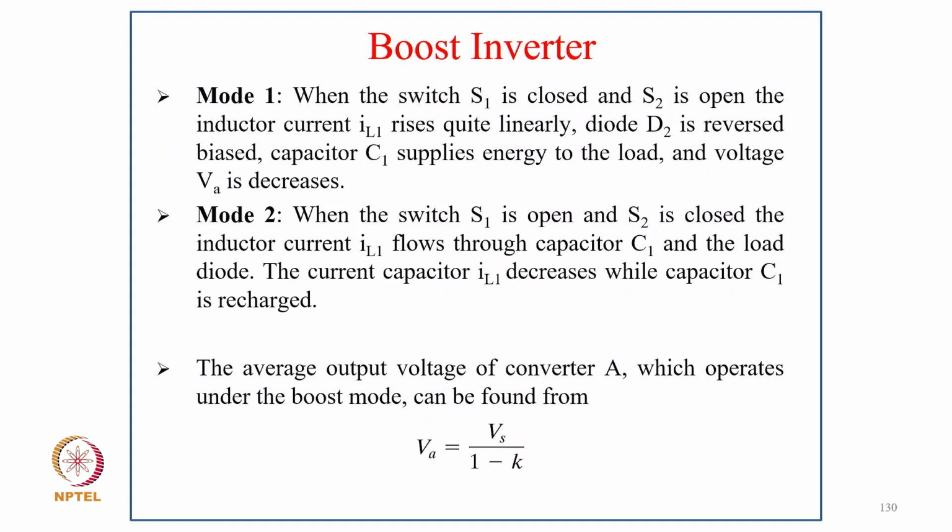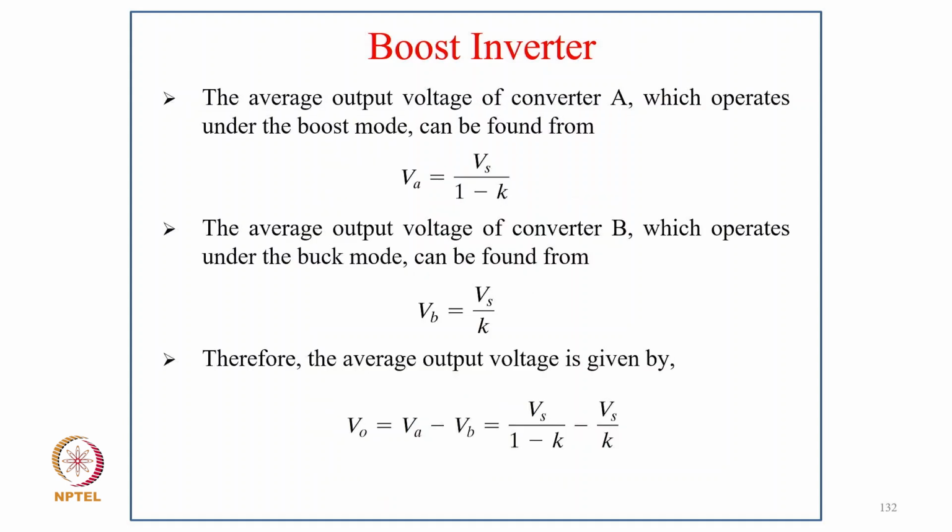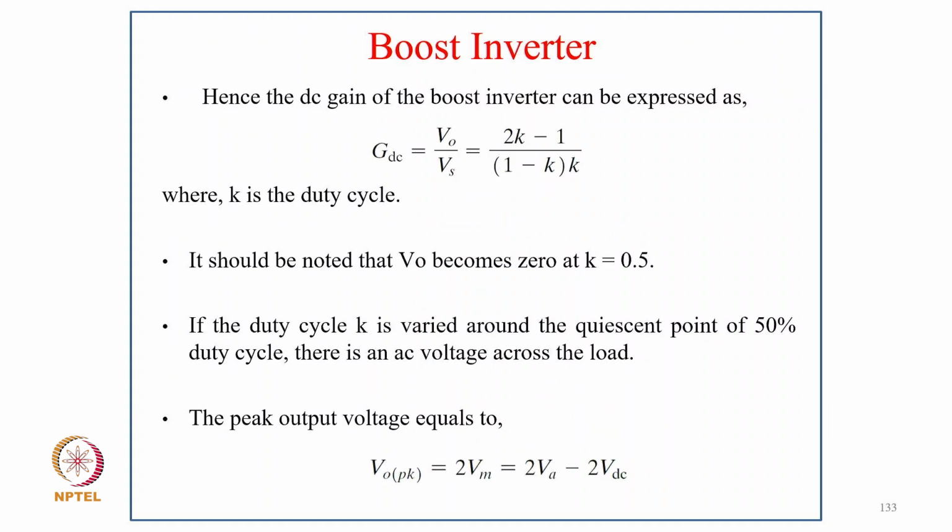So the average output voltage of converter A, which is in the boost mode, is VA equal to VS divided by 1 minus K, and this is the equivalent circuit during the two modes of operation. The average voltage of converter B, which operates in the buck mode, can be found as VB equal to VS upon K, and thus the average output voltage is VO equal to VA minus VB, that is VS upon 1 minus K minus VS upon K, and that becomes the DC gain of the boost inverter, VDC equal to VO upon VS, that is 2K minus 1 divided by 1 minus K into K, where K is the duty cycle. And it should be noted that VO becomes 0 at K equal to 0.5.